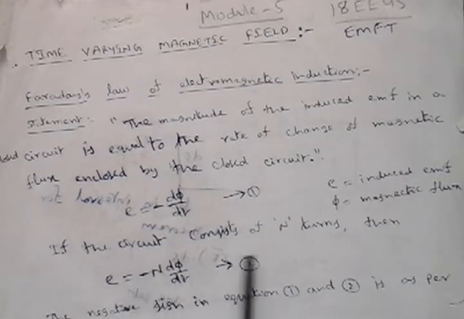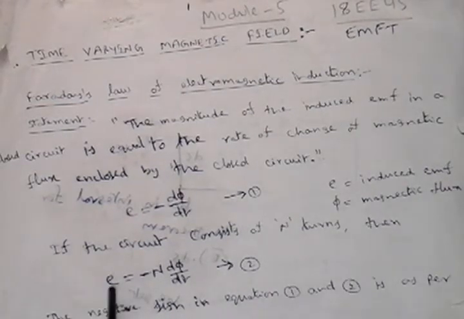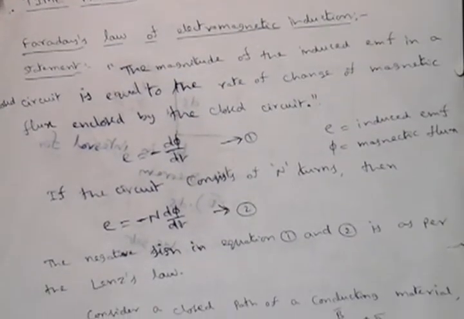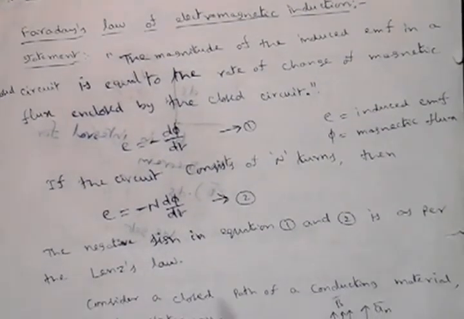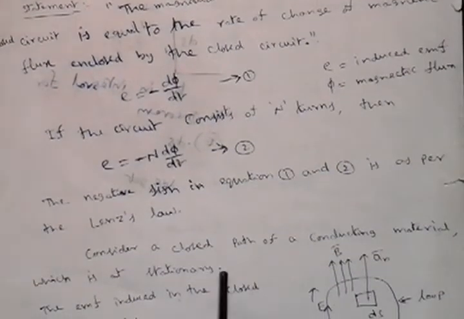Suppose there are n number of conductors or turns in a circuit, then the EMF induced E is equal to minus n into d phi by dt. The negative sign is as per Lenz law. It is because of the opposition of the circuit, so the negative sign is defined by Lenz law.